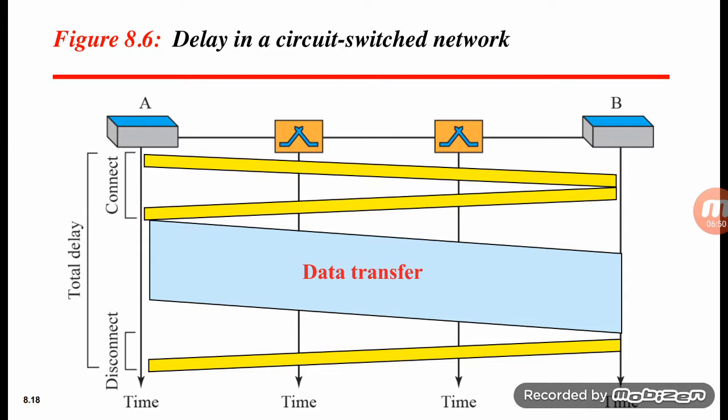You see this yellow line. It goes there, and when B receives it, if he's ready to accept data, he sends an acknowledgement. Okay, I'm ready to connect. My question is, why is this bar like this? Time will move on. It takes time.